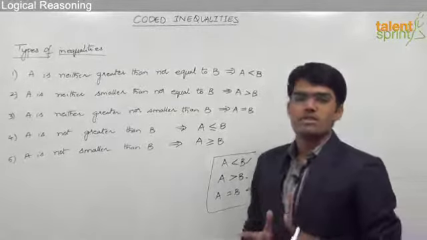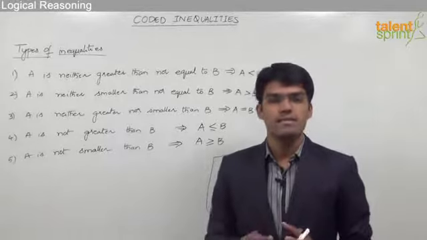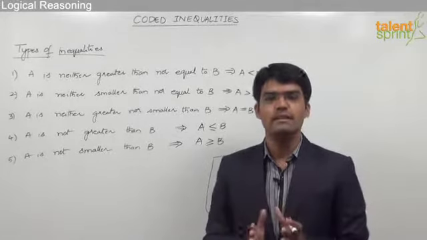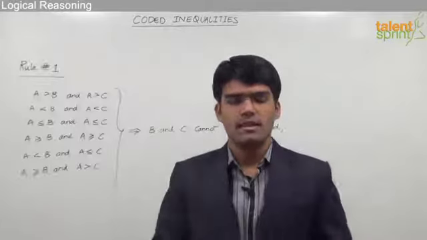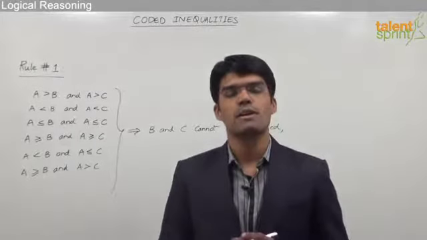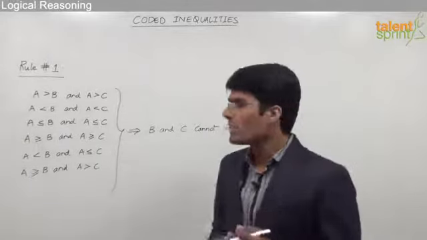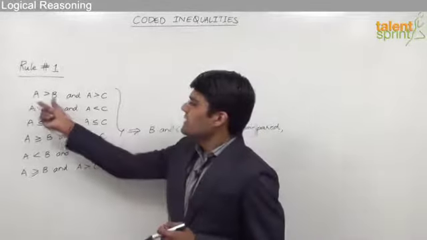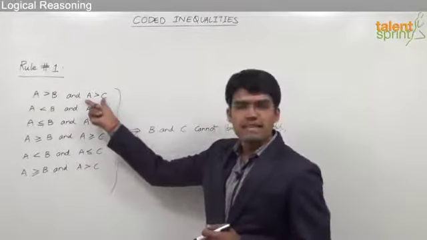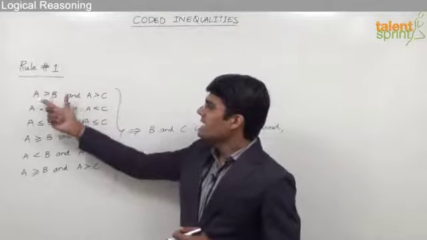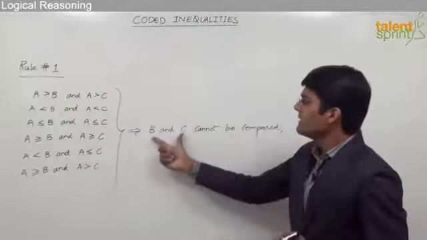Now, to solve questions based on coded inequalities, we need to understand the three basic rules. So let us first look at these three golden rules and then we shall take up some examples. Let us now understand rule number one of comparison, which is based on similar inequalities. Let's look at an example here. Let us assume A is greater than B and A is greater than C.